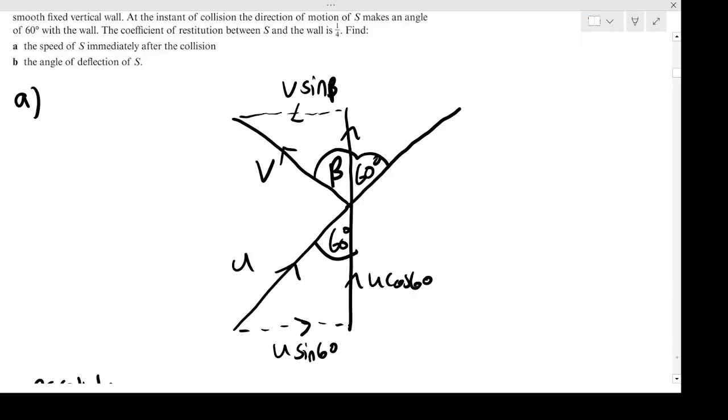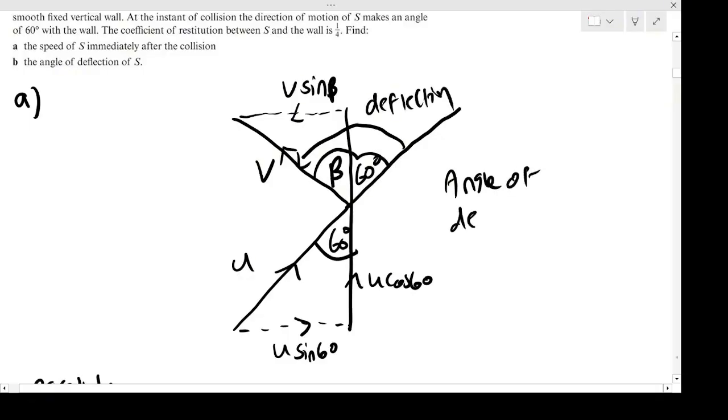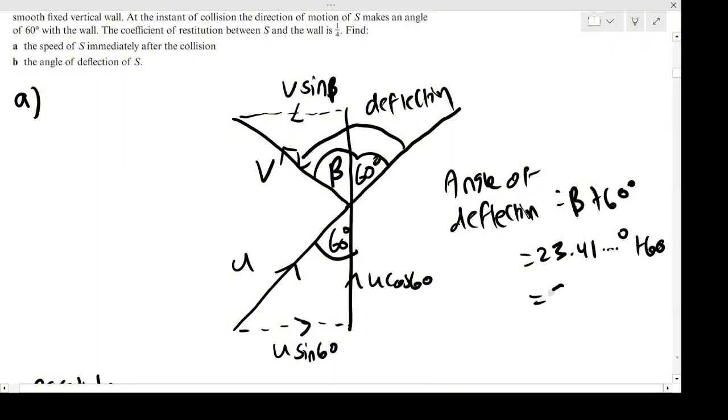So then the angle deflection is going to be this whole angle here, which is going to be beta add 60, right? So the angle deflection is going to be beta add 60, but we know what beta is. That is 23.41 add on the 60, so that'll be 83.41. Okay, so that's my angle deflection there, 83.41 degrees, right?